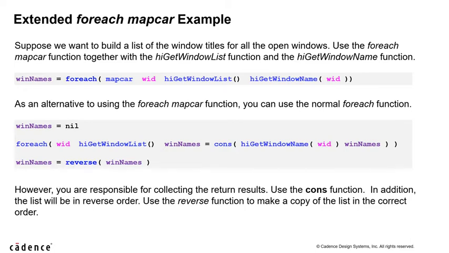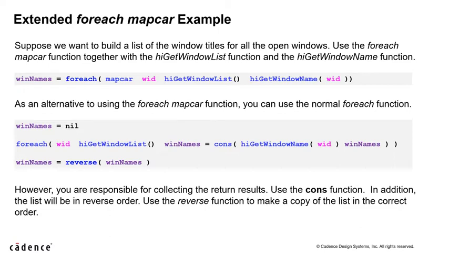Now HIGetWindowList will return a list of window IDs. Okay, so we grab each window ID and we call HIGetWindowName. So it converts that window ID into an actual window name. So instead of just like window ID 1, we actually get the name of that window, which would be like, Virtuoso Editing Mux2 Layout, for example. So we'd have that complete window name. And so as we go through the loop, the input list is window IDs, and the output list that foreach mapcar collects for us is window names. And that gets assigned to the variable WinNames.